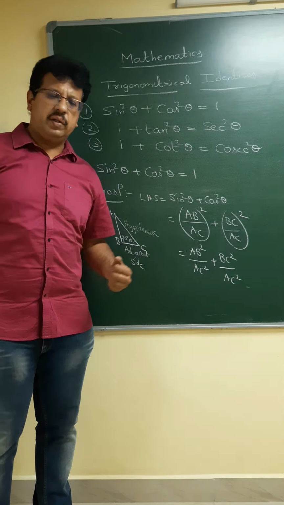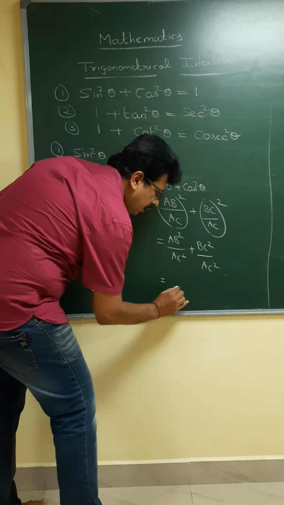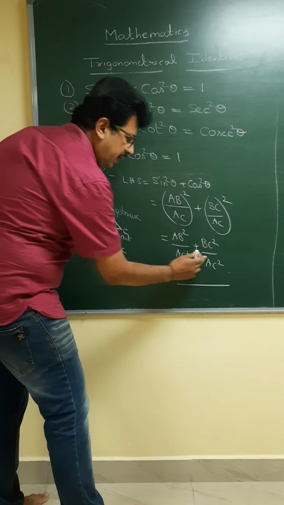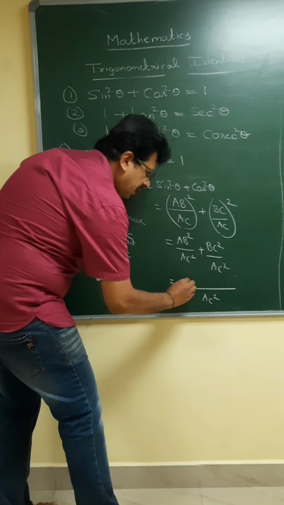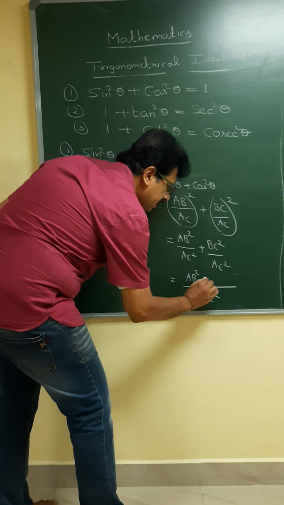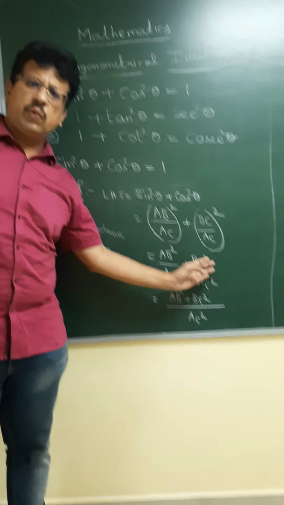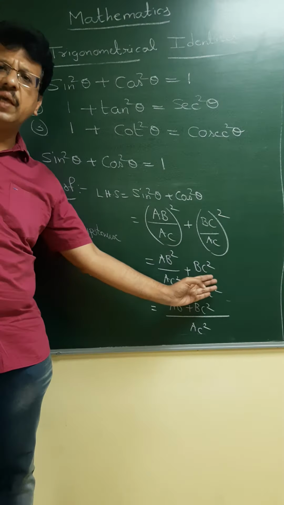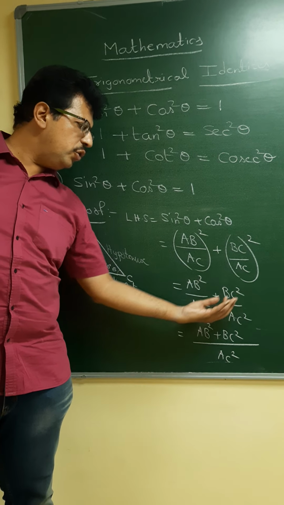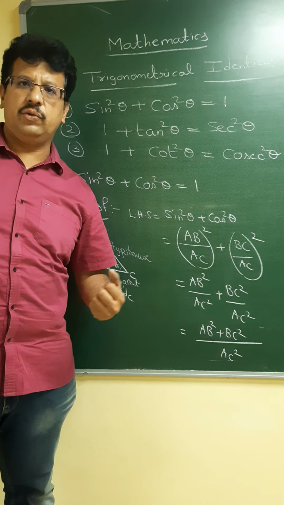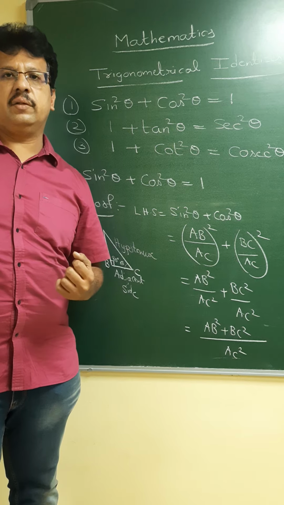Then let us simplify further. Let us take the LCM, AC square. So AC square is the LCM, and we write directly AB square plus BC square. Why do we write like this? Because the denominators are the same. Since denominators are the same, we just add the numerators. That's basic maths, we should know that. When denominators are the same, add the numerators.